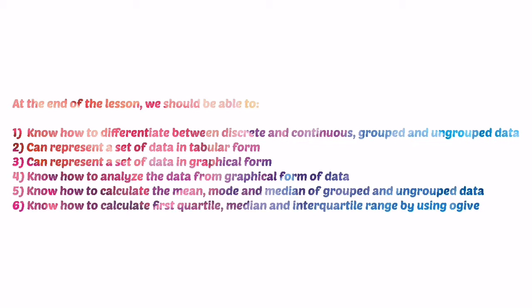Number 3, we can represent a set of data in graphical form. Number 4, we know how to analyze data from graphical form of data. Number 5, we know how to calculate the mean, mode, and median of group and ungrouped data. Number 6, we also know how to calculate the first quartile, median, and interquartile range by using ogive.